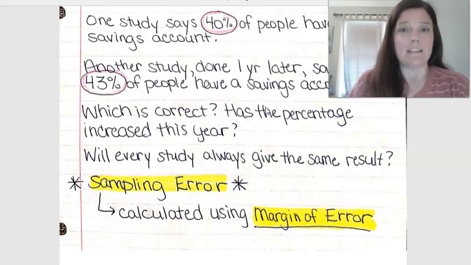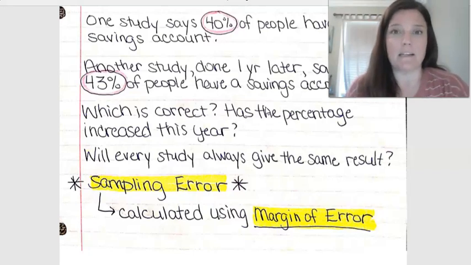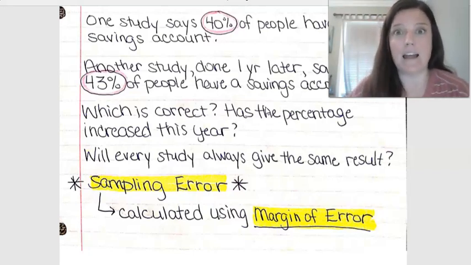Well, it could just be that the study last year was off a little bit, right? And the study this year was off a little bit, and maybe they're tied, or maybe last year's study, actually, the overall parameter would have been greater than this year's. So what we're going to start looking at with our sampling error is something called the margin of error. And so margin of error is just the way we're going to calculate sampling error.